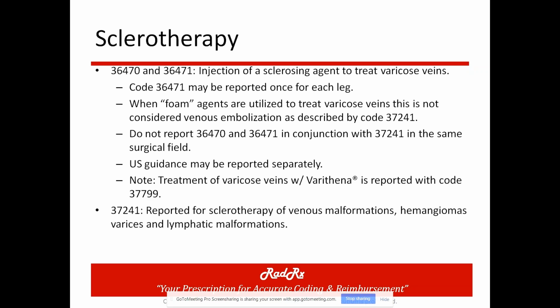And then moving on with the extremities, we have 36470 and 36471, which is for injection of a sclerosing agent to treat varicose veins. So different purpose. So for this here, once again, 37241 is not going to be reported for this. The 37241 is for, as noted on the bottom of the slide, venous malformations, mainly any hemangiomas they're treating, varices, lymphatic malformations. That's the purpose of that.